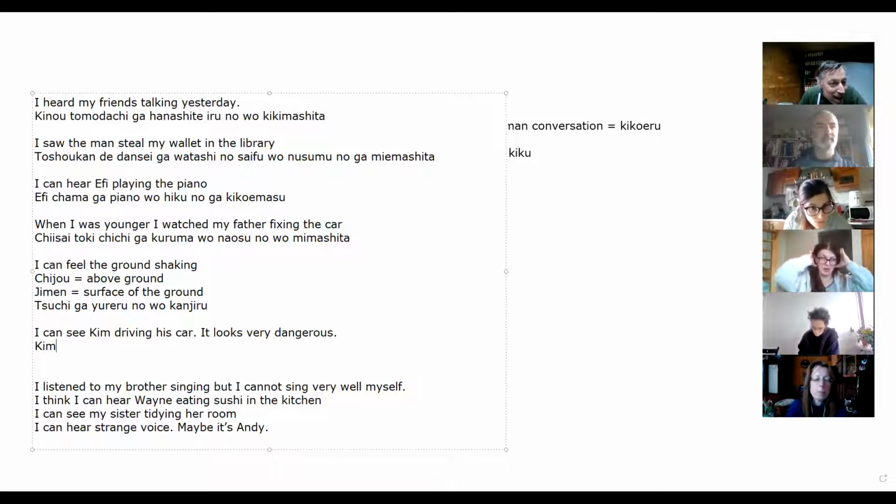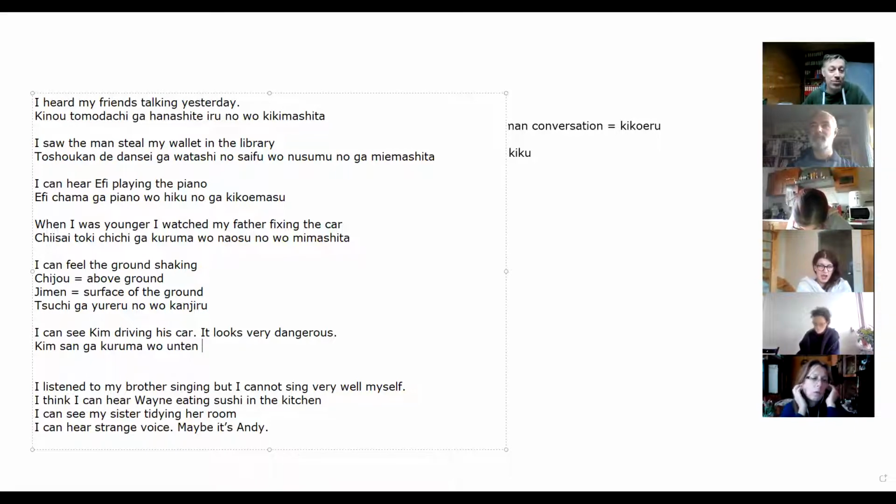Kim-san ga unten suru. Nani o unten shite imasu ka? Kuruma. Yep. Oh. Unten. I thought the unten already.